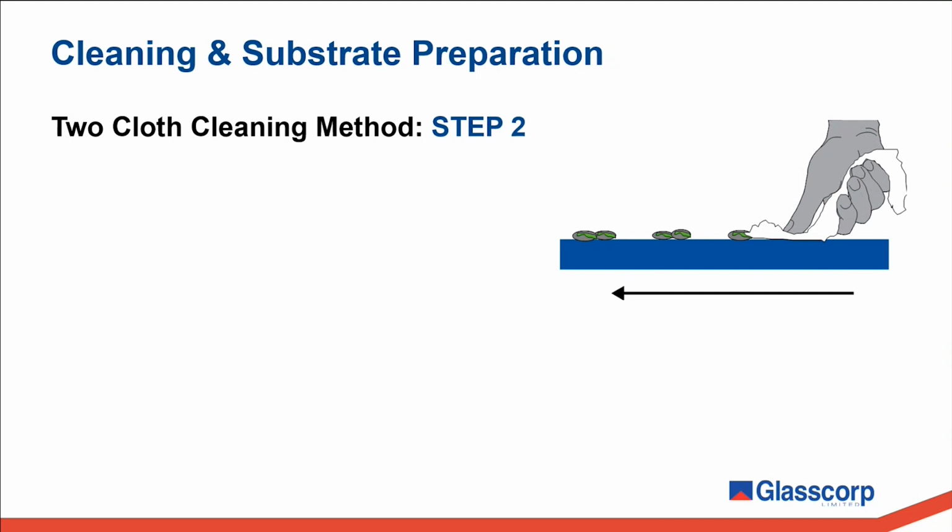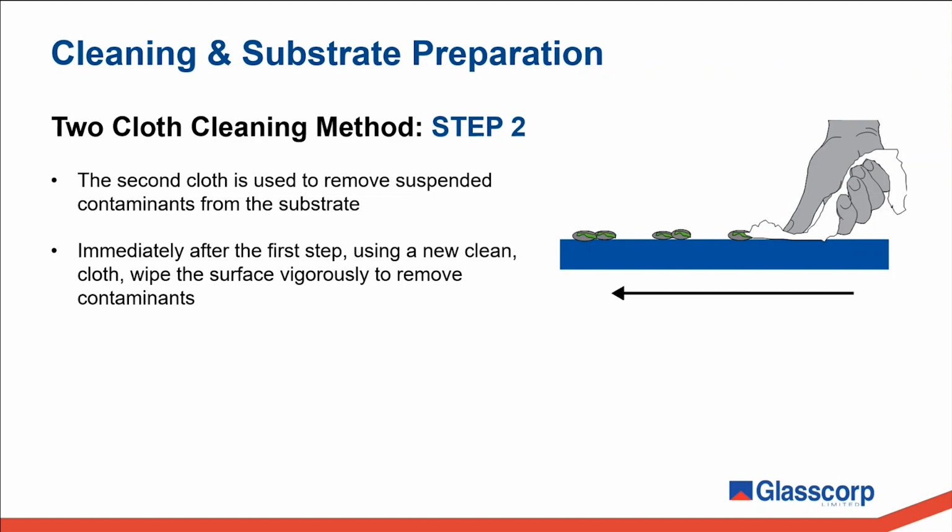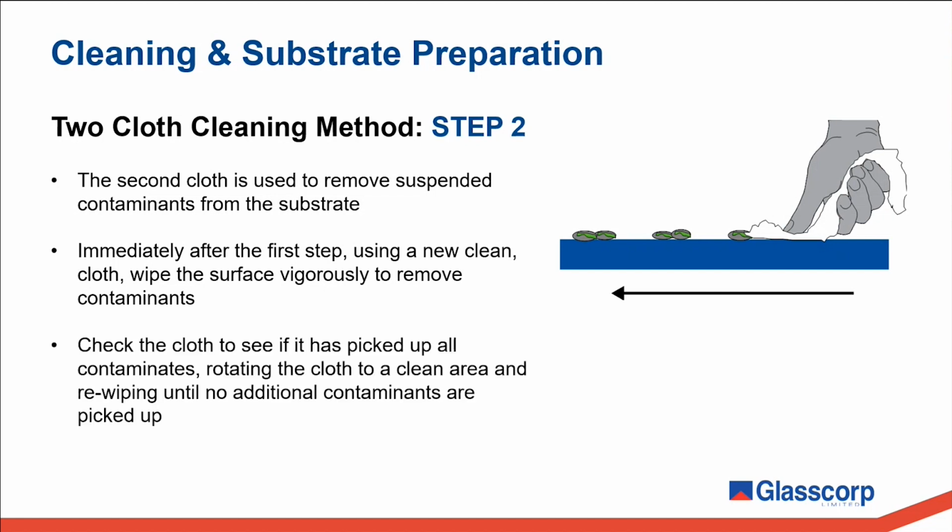The second cloth is used to remove the suspended contaminants from the substrate. So the second step is performed immediately after the first. Taking a new clean second cloth, wipe the surface vigorously to remove contaminants. Check the cloth to see if it's picked up all the contaminants, continuously rotating the cloth to a clean area and wiping down until no remnants are left.